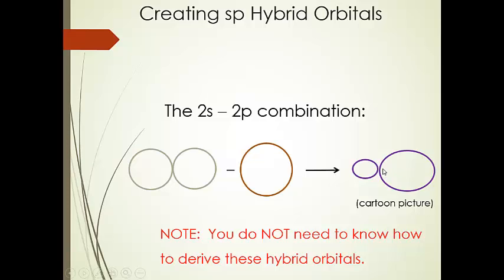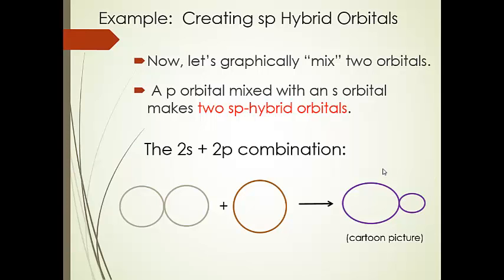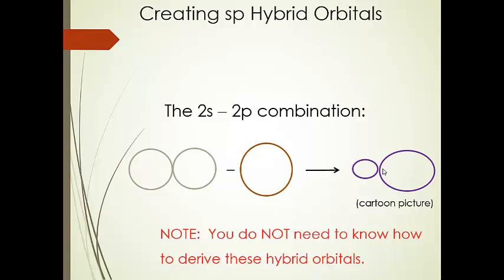So let's go back to the previous slide and look at the way that one is pointing. You can see that one is pointing toward the left, and this one's pointing toward the right. Now, very important, you do not need to know how to derive these hybrid orbitals. I'm going to give them to you at the end of this slideshow. But this is how you would do it. Of course, it's a very simplified process, but this is the basic idea.